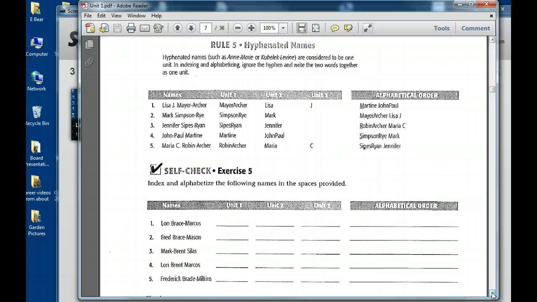Just like you did with names that had prefixes, you eliminate the hyphen and the space and put the names together into one unit. For example, number 1, Mayor-Archer, you remove the hyphen and it becomes one word. Remember to keep the capital letters, but remove the hyphen and any spaces. In number 4, John-Paul, the first name, goes in Unit 2, but without the hyphen or any spaces. Complete exercise number 5 and check your answers on page 73.